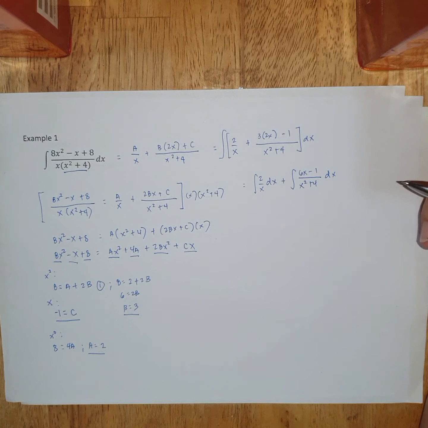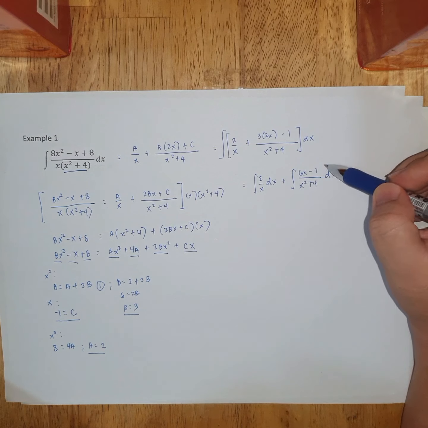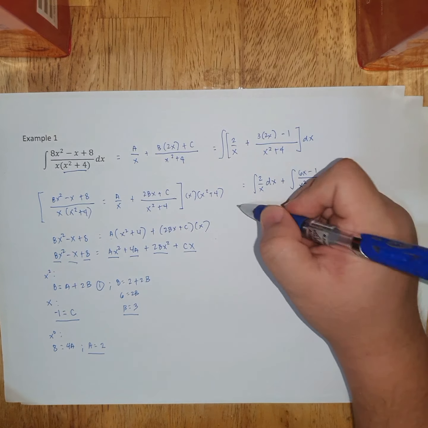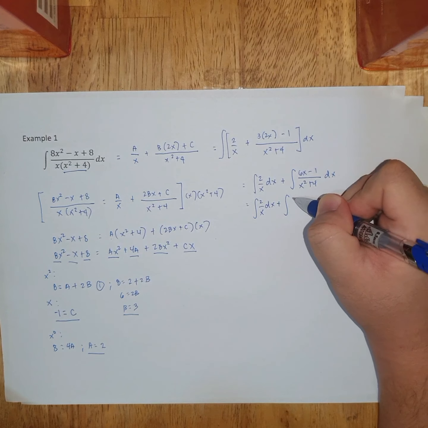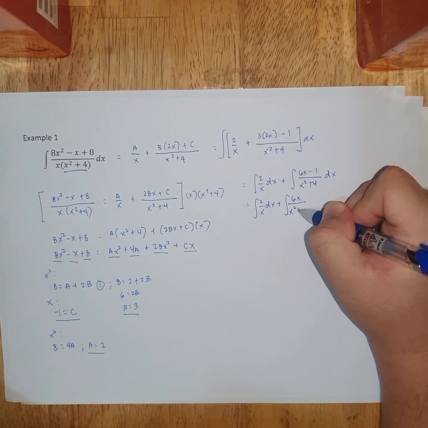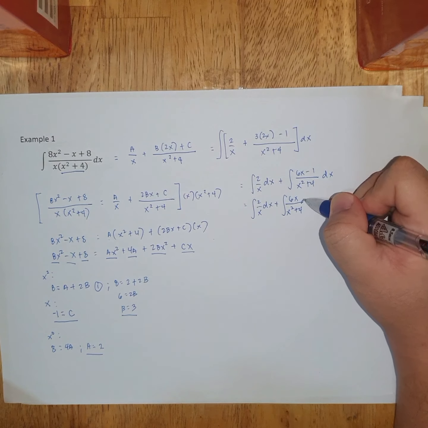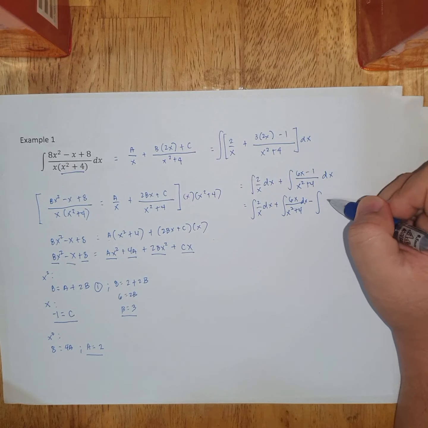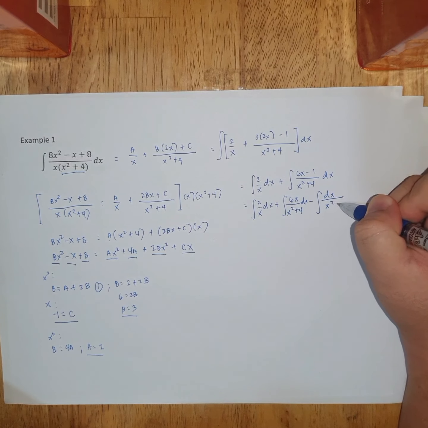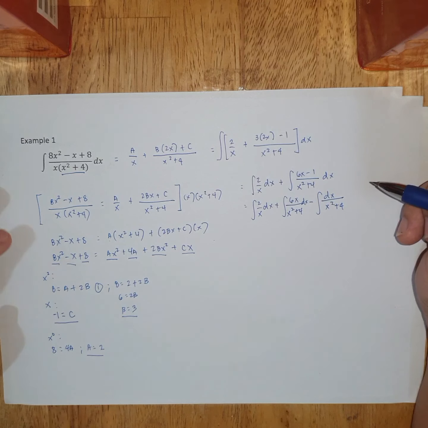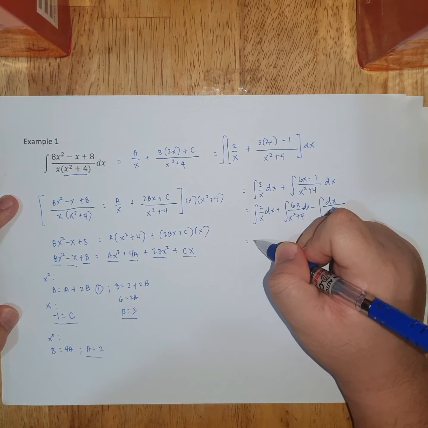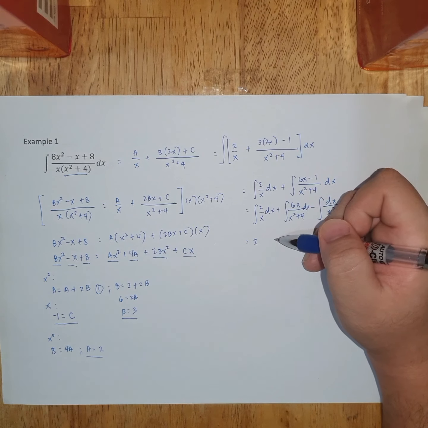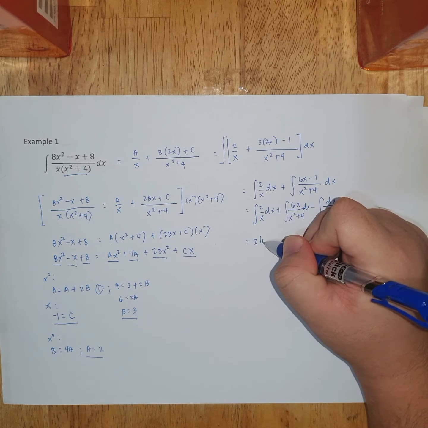Okay, next is, so itong second term natin, pwede pa natin siyang paghiwalayin. So pwede natin gawing 2 over x dx plus yung 6x all over x squared plus 4 dx, minus, so minus yung negative 1, so dx all over x squared plus 4. Okay, then simplify na natin. So dito constant lalabas natin, matitira is dx over x. Integral of dx over x is ln x.